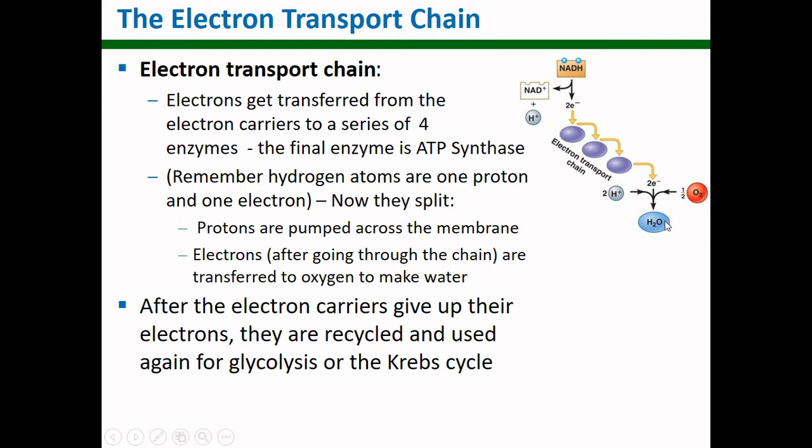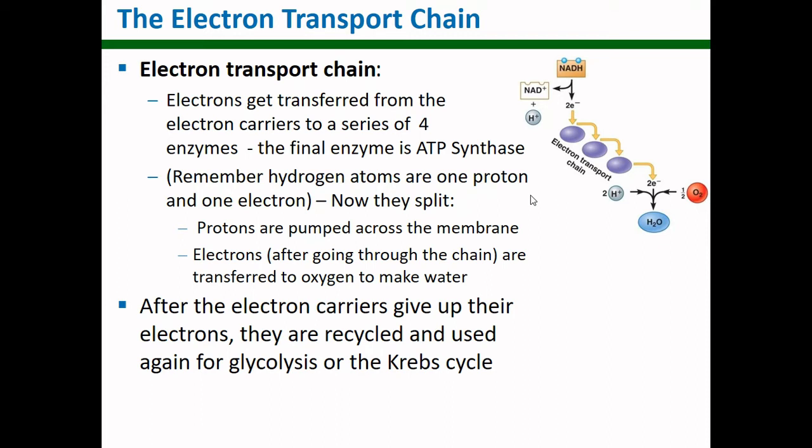And the final 4th enzyme in the series is ATP synthase, and that is the one that makes all of the ATP. All right. So the first 3 enzymes in the electron transport chain are going to separate the protons and electrons from the hydrogen atoms. They're going to pump the protons across the membrane, right? And the electrons will go down the chain, eventually making their way to oxygen molecules to make water, which is why oxygen is required for cell respiration.